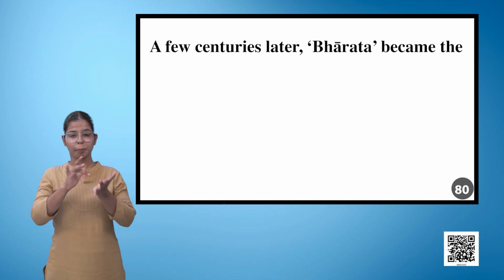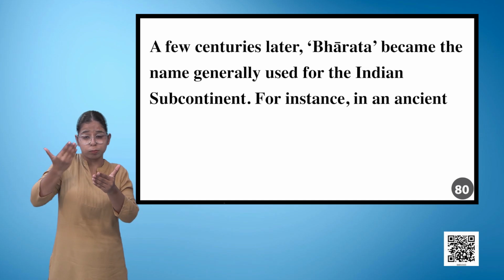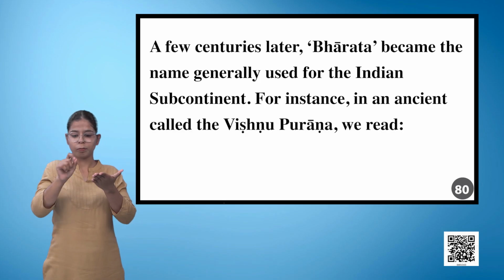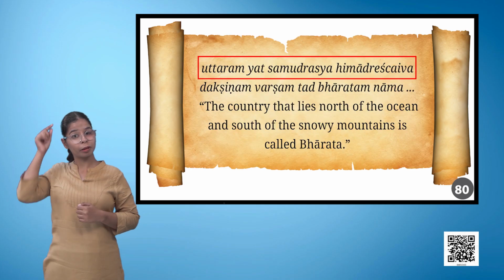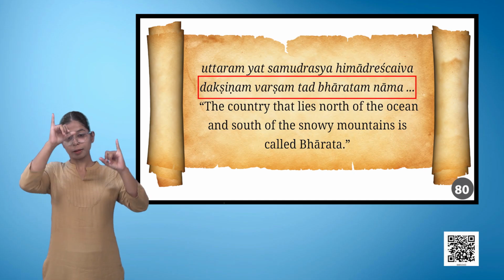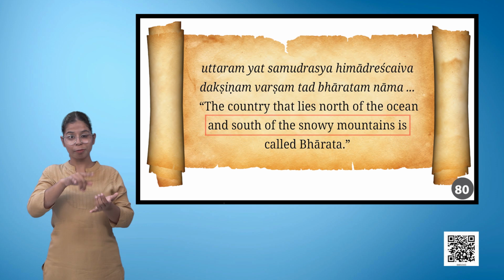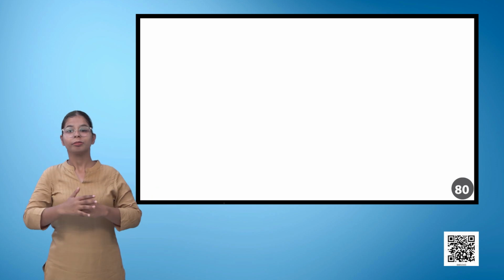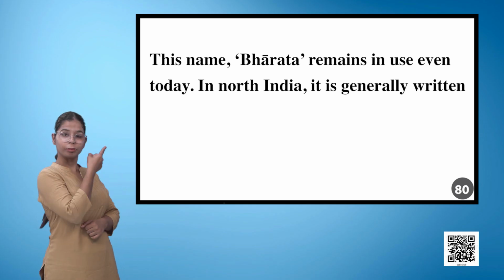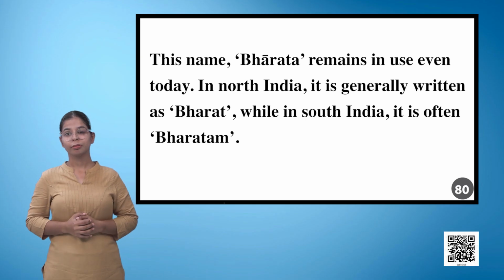A few centuries later, Bharat became the name generally used for the Indian subcontinent. For instance, in an ancient text called the Vishnu Puran, we read, Uttaram yat samudrasya himadres kaiva dakshinam varsam tad bharatam nama. The country that lies north of the ocean and south of the snowy mountains is called Bharat. This name, Bharat, remains in use even today. In North India, it is generally written as Bharat, while in South India, it is often called Bharatam.